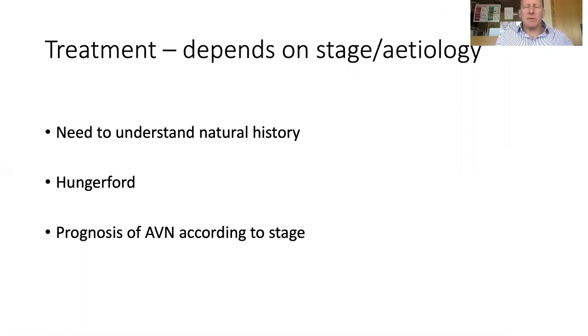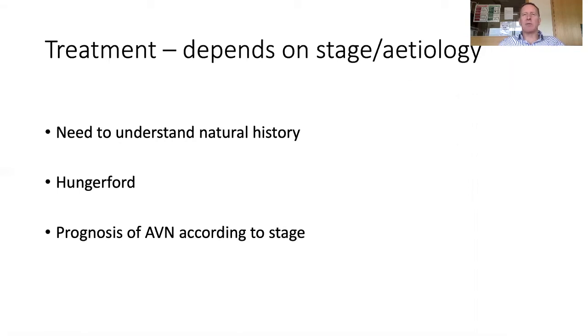In terms of treatment of avascular necrosis, it really depends, in my opinion, on the stage and the etiology. We need to understand the natural history of the lesion that we are presented with before we can embark on treatment. And for that, I would go and have a look at the original papers from Hungerford. He really gave his name to working out the natural history of avascular necrosis, and his original papers are excellent.